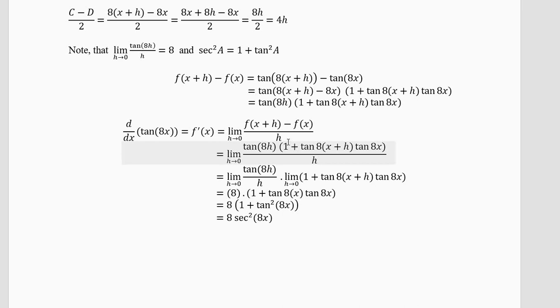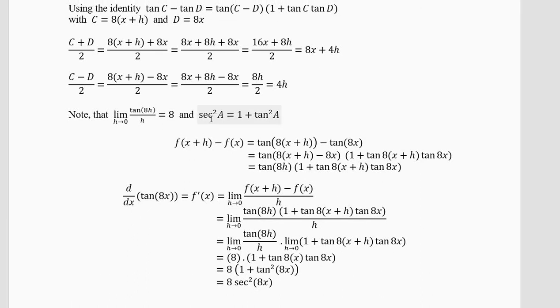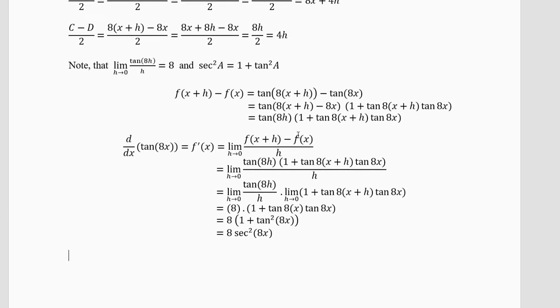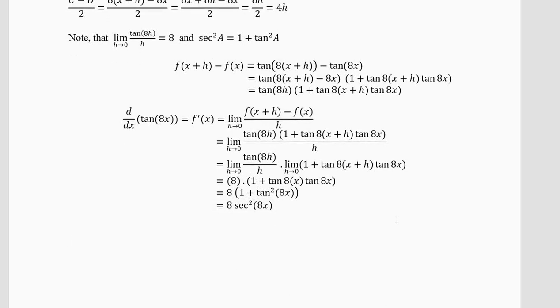Now divide by h. Take tan 8h over h because we know the limit from here. You take it out in one limit. In the other limit, you take the rest of the function. You'll get 8 here. 1 plus tan 8x into tan 8x, you'll get 1 plus tan square 8x. The derivative part is over here, but we know that secant square is 1 plus tan square. So when you do 1 plus tan square, you will get secant square. So this will become 8 secant square 8x.